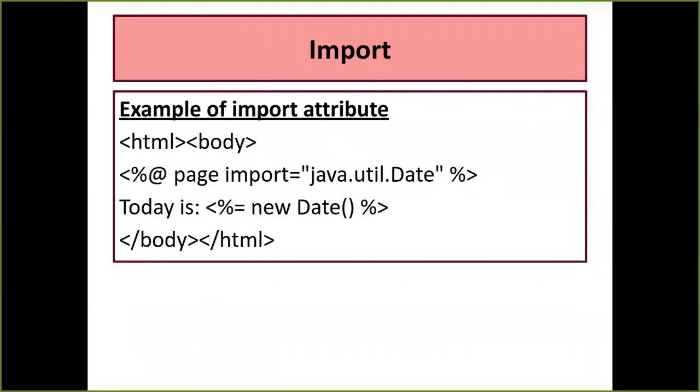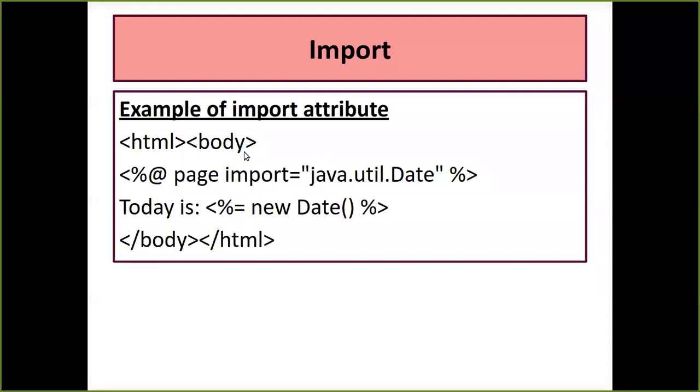So first one is your import attribute. What you're going to do, you're going to make use of @sign, because it is going to hint your program that you are making use of directives. Okay, and which type of directive you are using? You are using the page directive. And which attribute you are using, that is your import attribute. Okay, why is the import attribute being used? If you want to make use of any packages in your JSP, okay, you can make use of that by simply having this attribute called import.